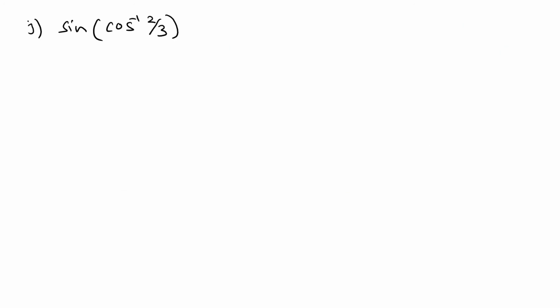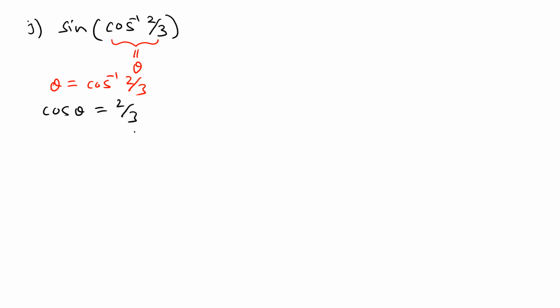So we have sine cosine inverse 2/3. This is a different type of problem. For these types of problems, we consider the inside as theta. So we say theta equals cosine inverse 2/3, and then we take the cosine of both sides. So we can say cosine theta is 2/3.